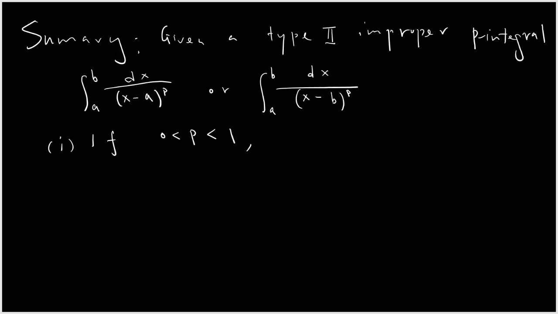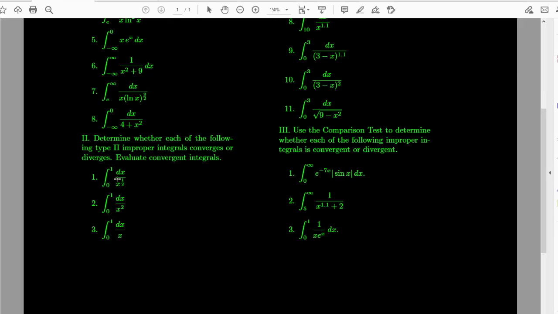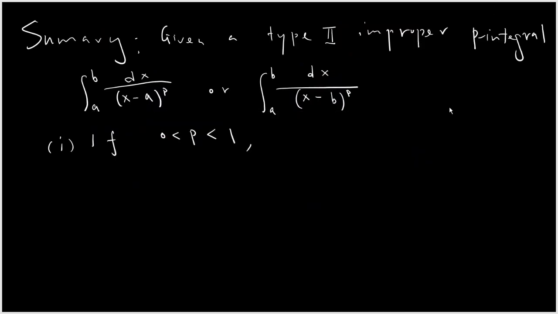In part 2 question 1, you had a p integral in which the value of p is 1/2, which is a number in between 0 and 1. You check your notes. Part 2 question 1, that integral is convergent. It is convergent. I told you it's kind of opposite to the case for type 1 improper p integral.